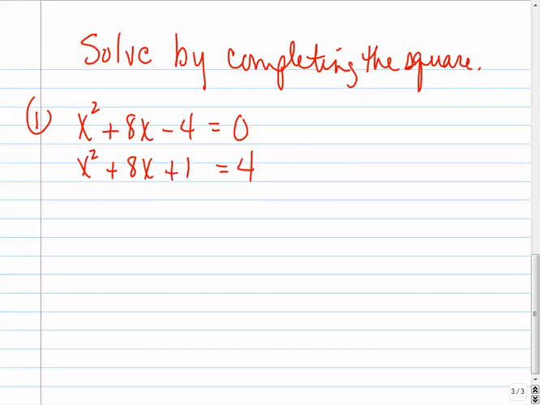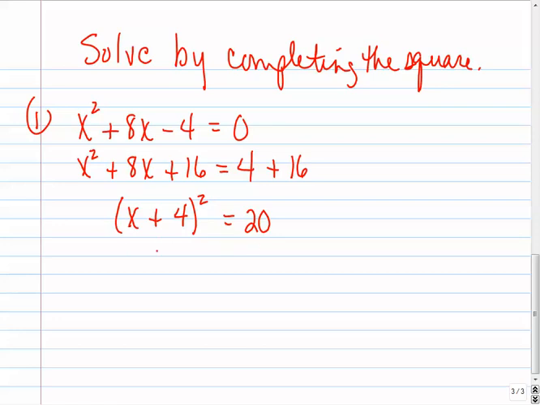So add 16 on the left side, but since this is an equation, I have to add it to the right side as well. The left side should factor into a binomial squared, and it does. X plus, we squared 4 to get 16, so it's x plus 4 squared, and then 4 plus 16 is 20. Now, this should look similar to the ones that we did solving using the square root property. We've got a binomial squared on the left side and a constant on the right side.